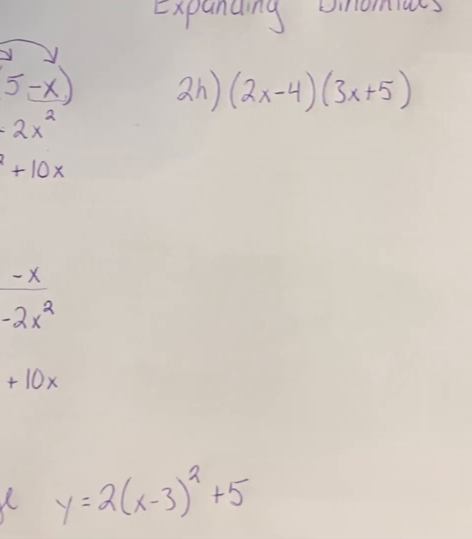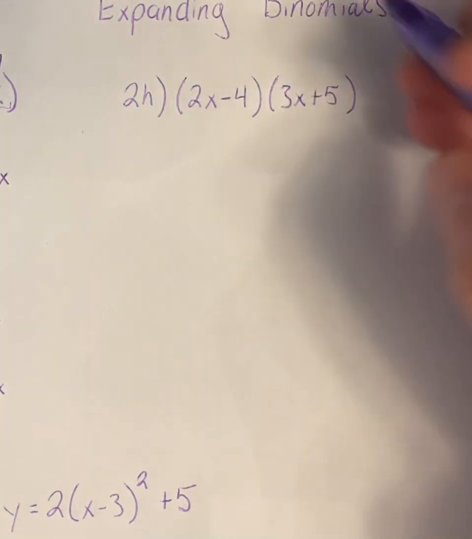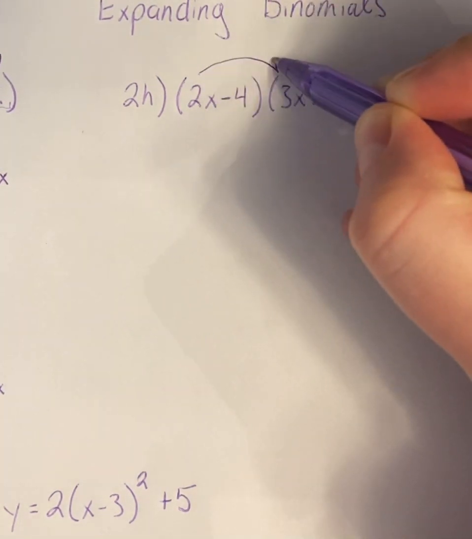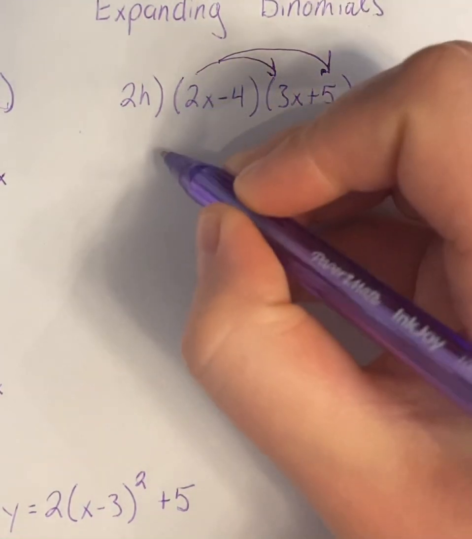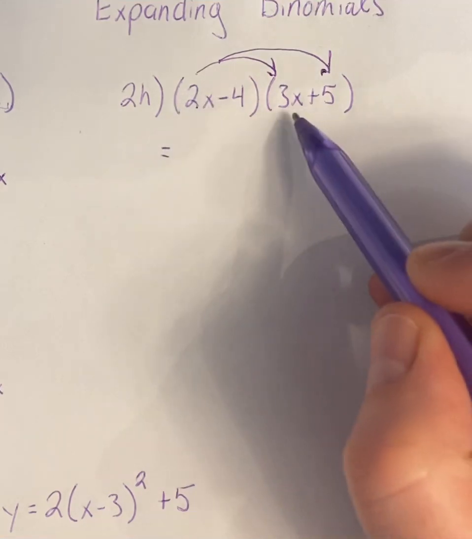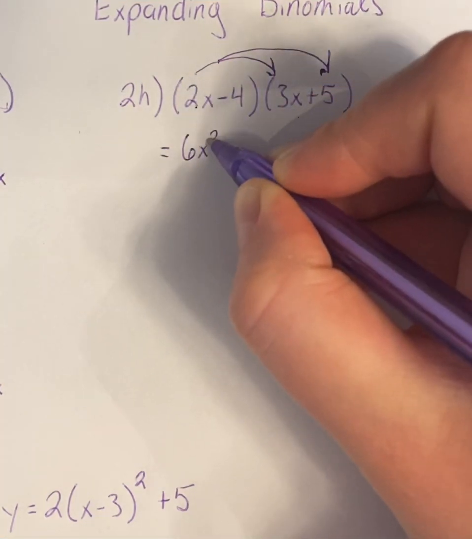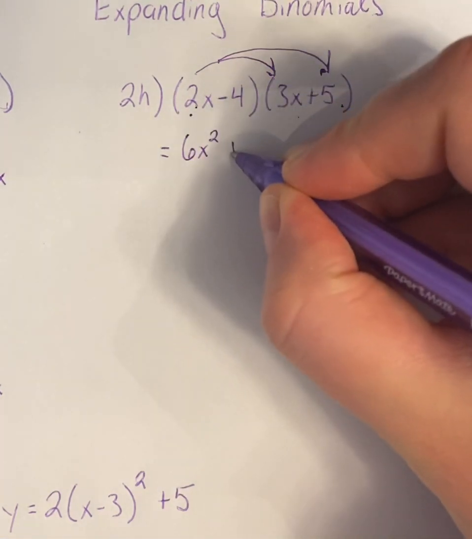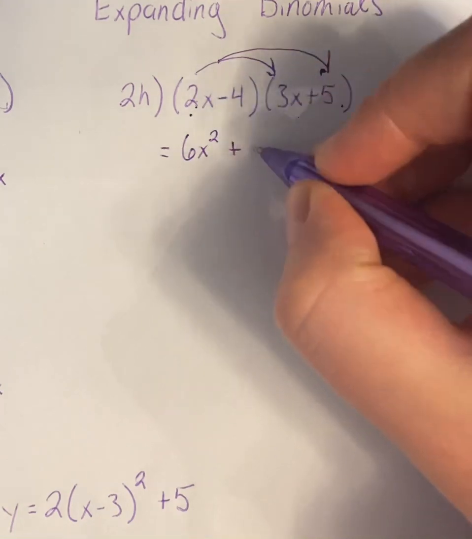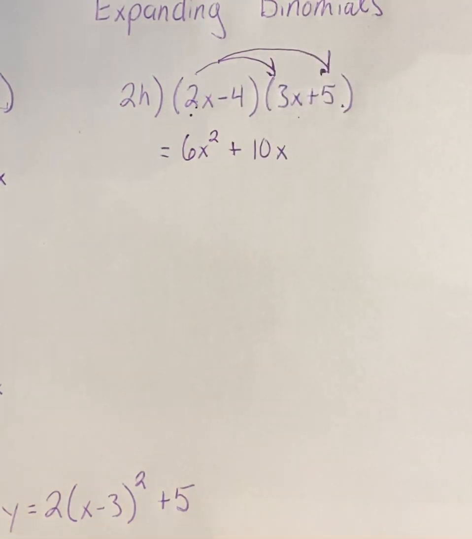So we're going to do 2h now. So 2h, this one you have to do the first one like that. So that will give me 2x times 3x gives me 6x squared. And 2x times 5 will give me 2 times 5 is 10. X times nothing is x.